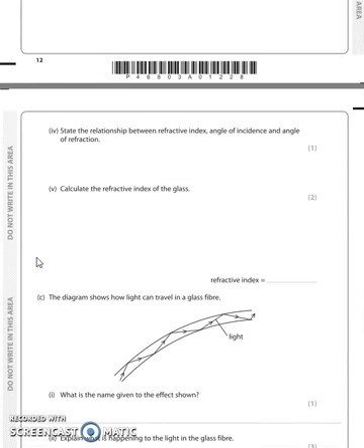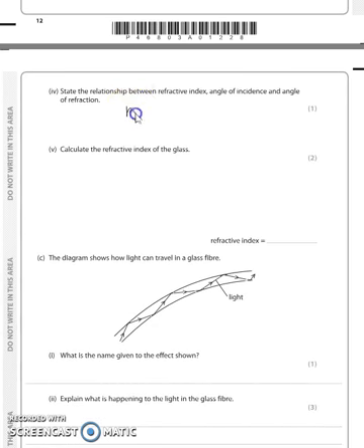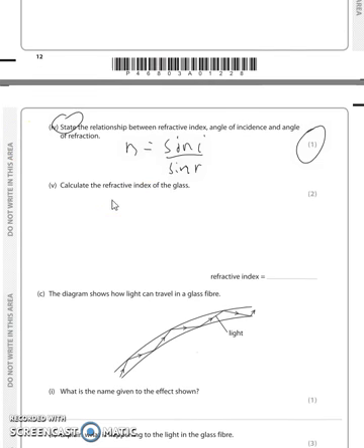State the relationship between refractive index, angle of incidence, and angle of refraction. Well, n equals sine i over sine r. 1 mark, just stating it, and we're going to calculate the refractive index.